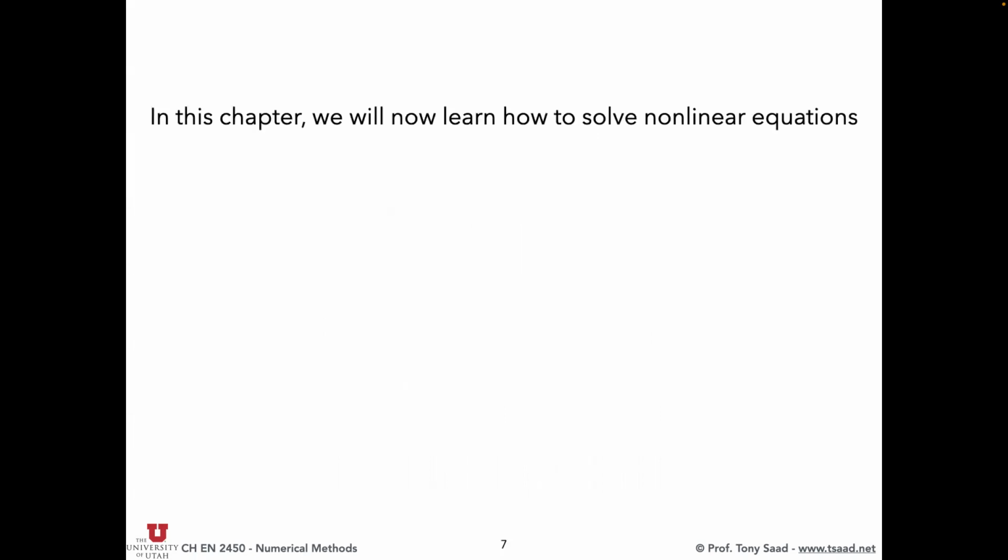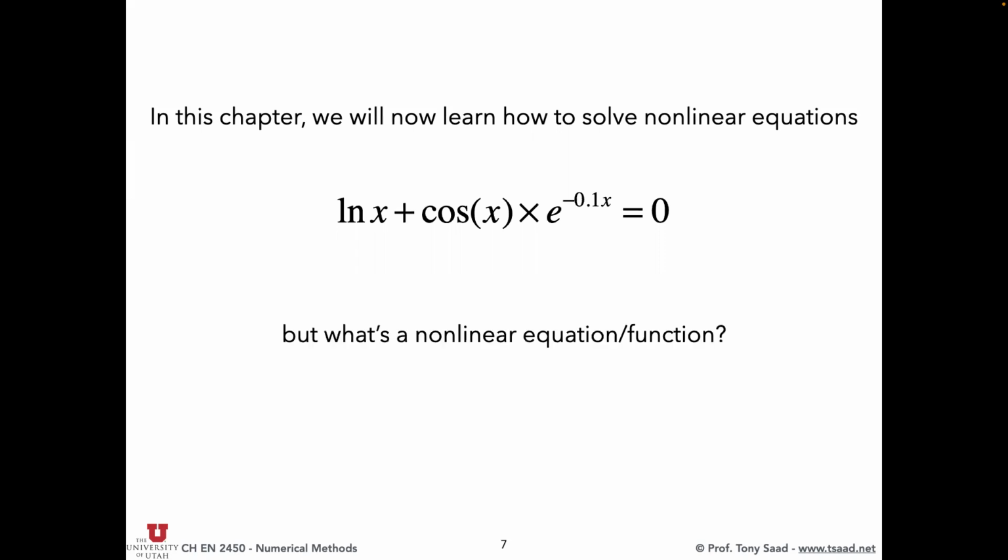In this chapter, you will learn how to solve nonlinear equations that can be arbitrary. We cannot write them in a single form. They're just crazy nonlinear equations, such as this one: log x plus cosine x e to the minus 0.1 x equals 0.